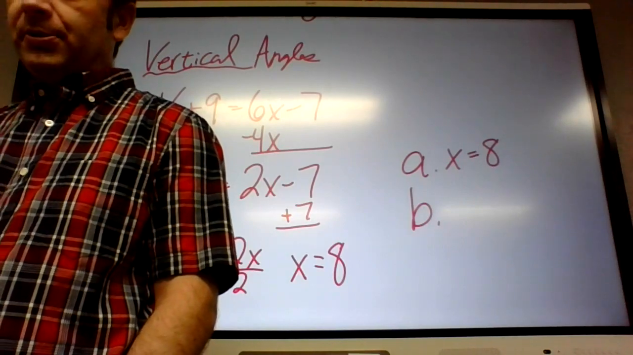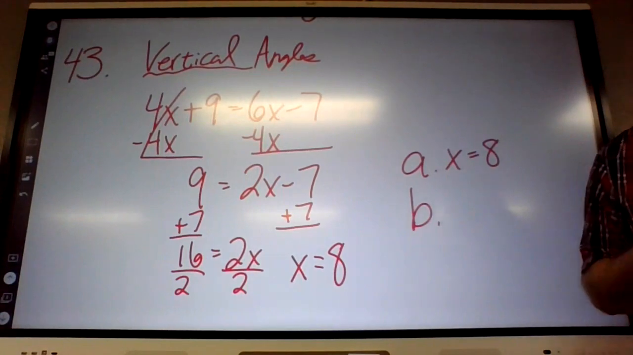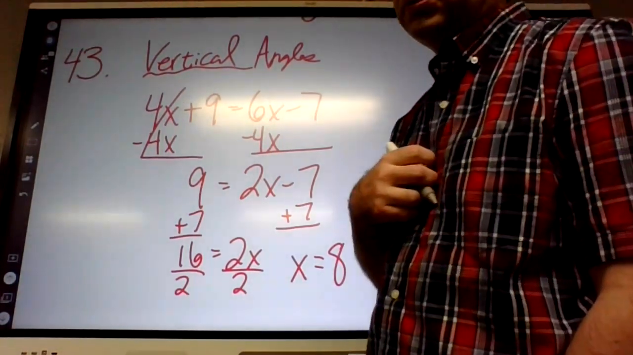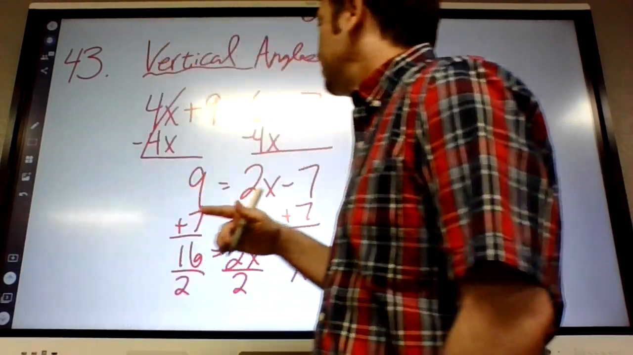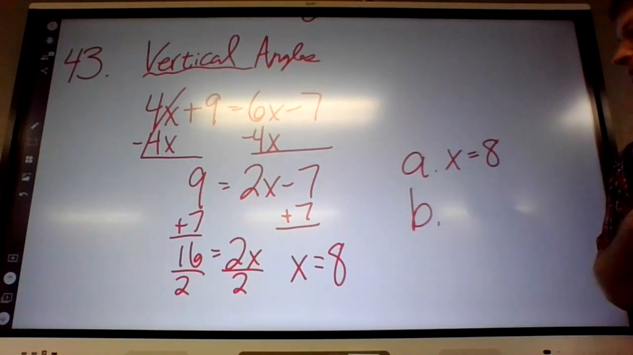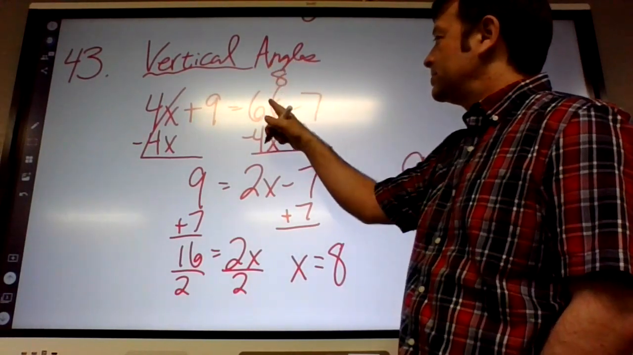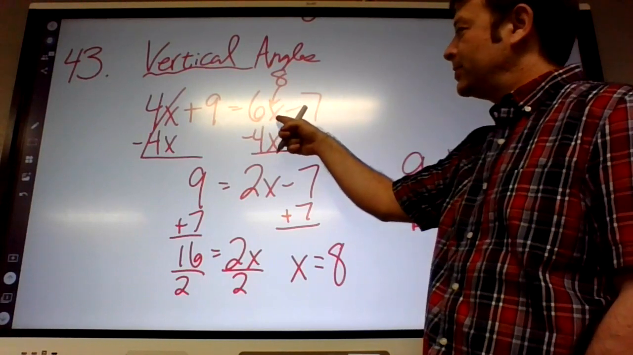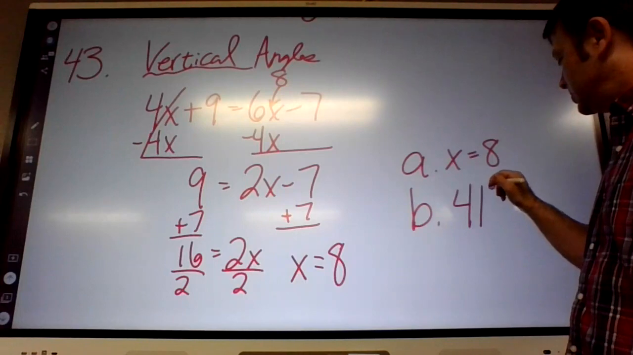B is angle GKJ. Which one is angle GKJ? The one on the right. So how do we figure out what it is? Plug in x. Plug 8 in for x. 6 times 8 is 48 minus 7, 41 degrees.